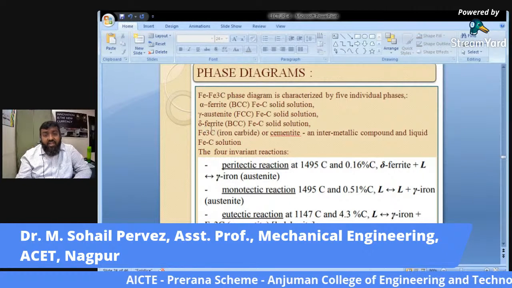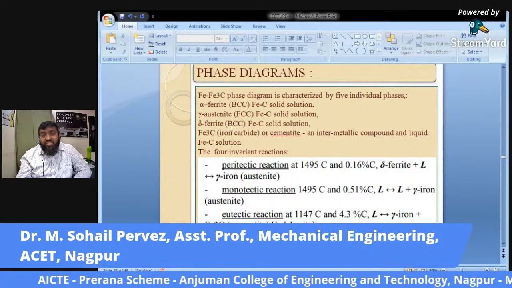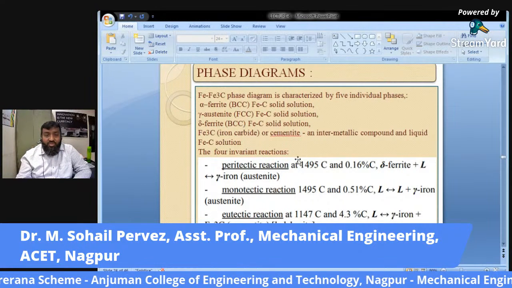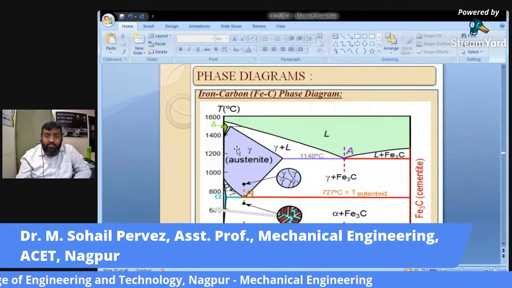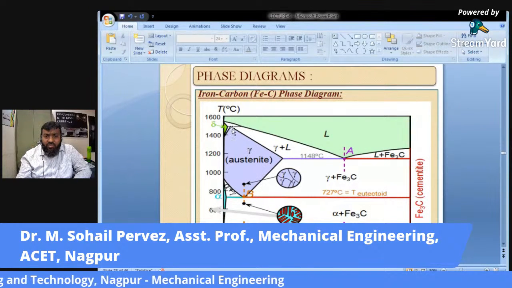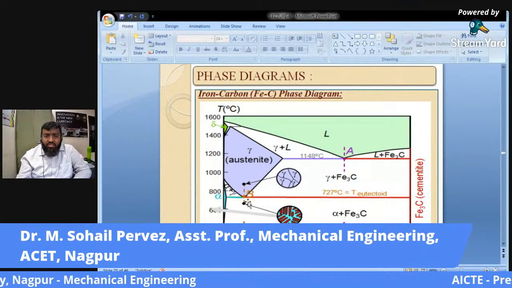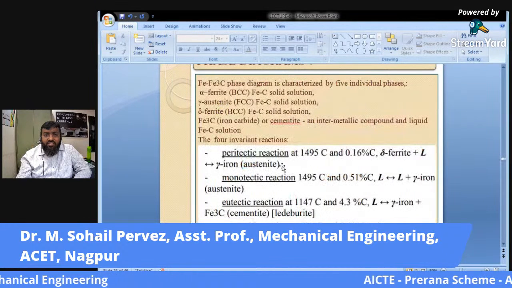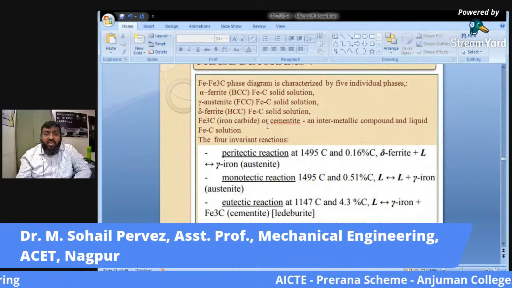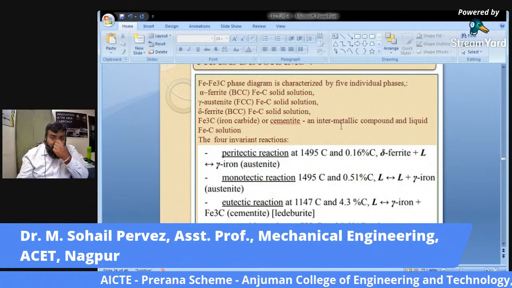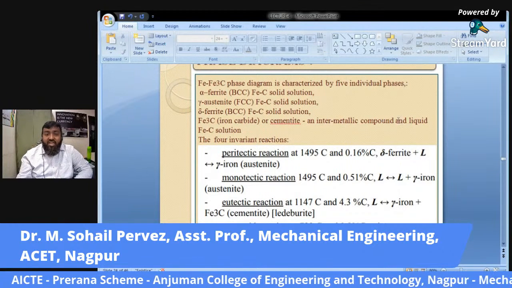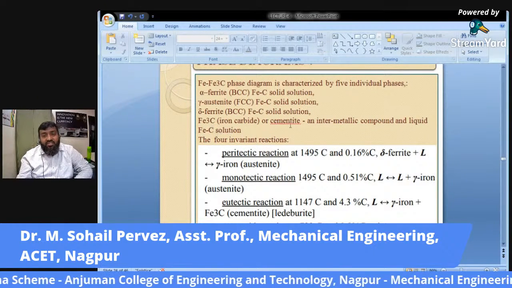Next, delta ferrite, body centered cubic, solid solution. Again, these are all solid solutions, solid phases. Fe3C, iron carbide or cementite, on the right side I have already represented. So an intermetallic compound and a liquid Fe-C solution.